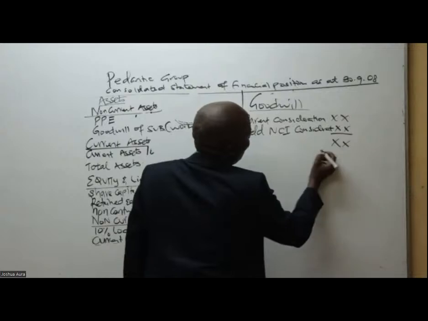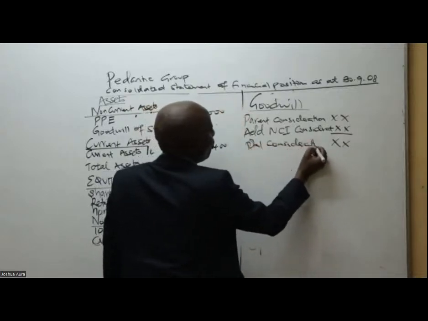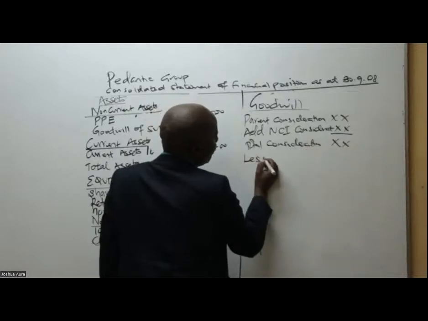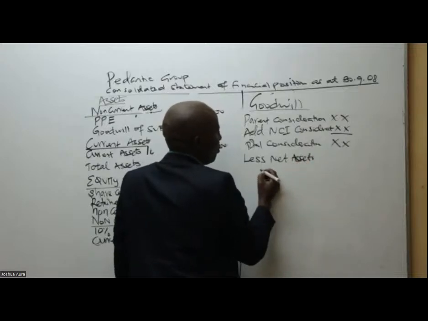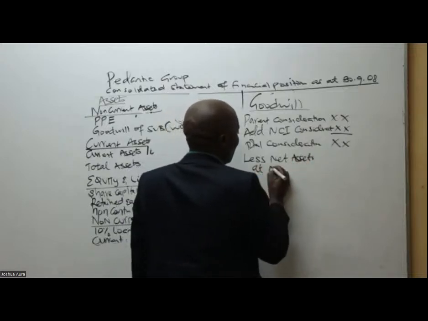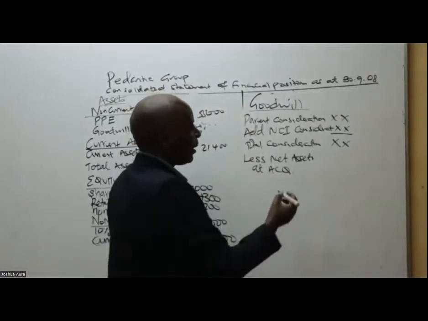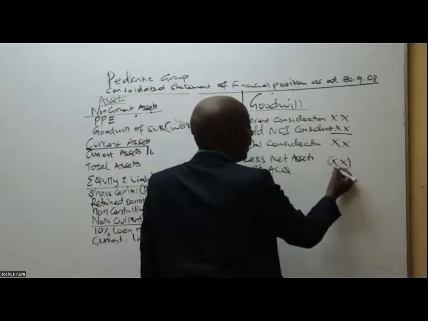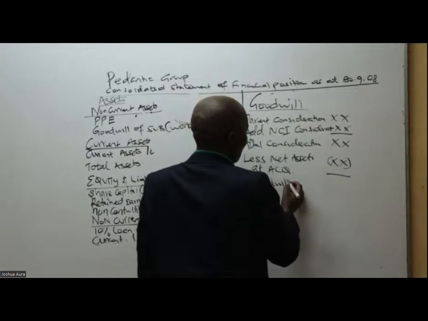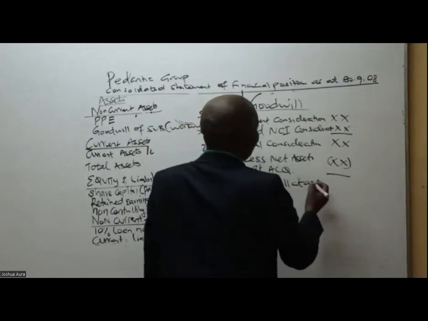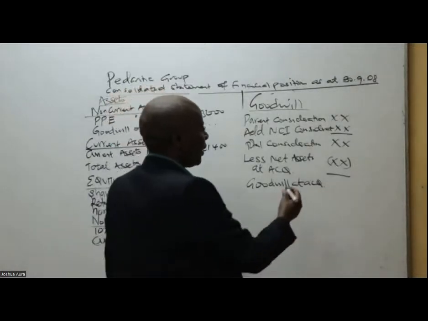Add like that, you get the total consideration. Then you say less net assets at acquisition, the figure that you had of 11,000. Net assets at acquisition. And then whatever you shall get here will be called what here? Goodwill at acquisition. Right? The figure you shall get here.